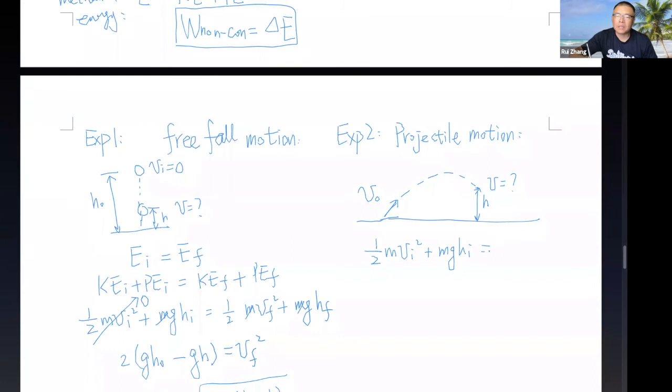In the final position, same thing, kinetic energy and potential energy. Okay, now here's my question to you guys. We take this as our reference plane with h equal to 0. Which of these 4 terms is 0? Send me a message. There's 1 term out of these 4 terms that is actually 0.